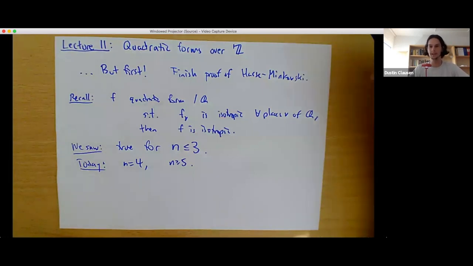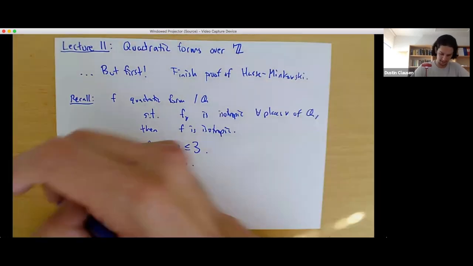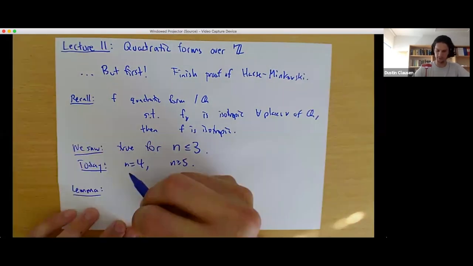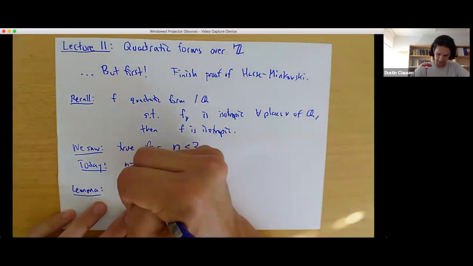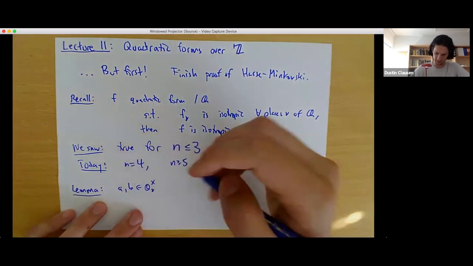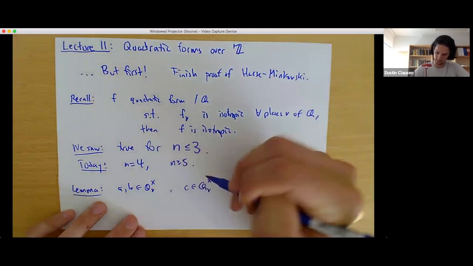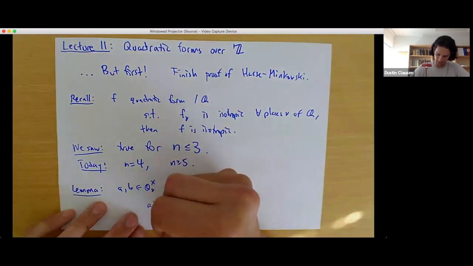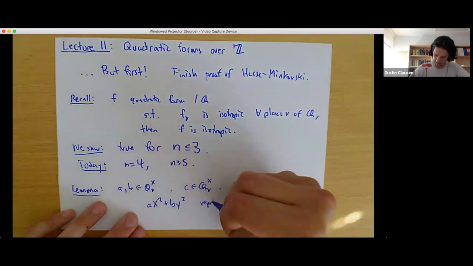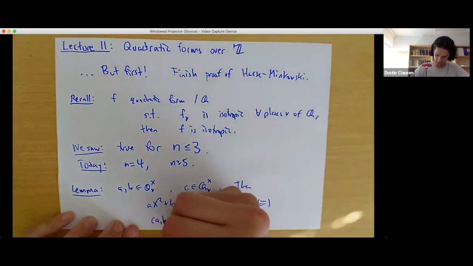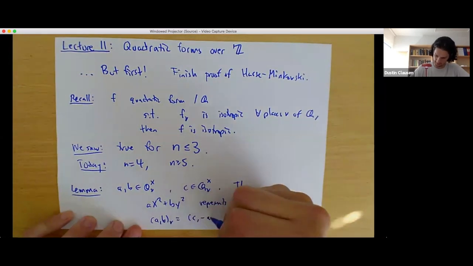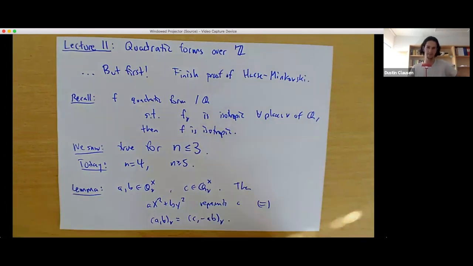Okay, before we get going on this, I just want to remind you of a small lemma we had from last time that we didn't actually use last time because it was only supposed to be used in the n equals 4 case. So if you have A and B in Q nu cross, for any place nu, and also C in Q nu cross, but playing a different role, then the form AX squared plus BY squared represents C if and only if there's a certain equality of Hilbert symbols. So if and only if (A, B) nu is the same thing as (C, -AB) nu. The precise form of it doesn't matter. The important thing is just that it's some relation between the Hilbert symbol evaluated on C and that on A and B.